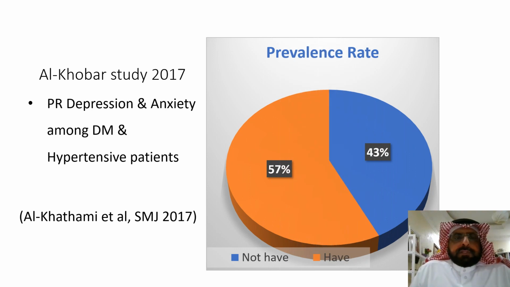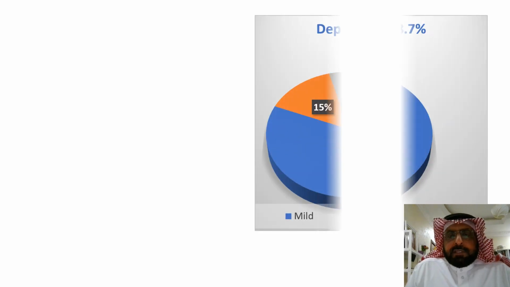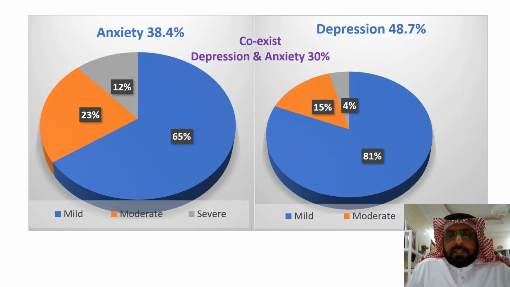In the Eastern Province, in the Khobar study in 2017, we studied the prevalence of depression and anxiety among diabetic and hypertensive patients and published it. Around 57 patients of hypertensive and diabetic patients are suffering from stress like depression and anxiety. And the good thing is that most of them is mild.